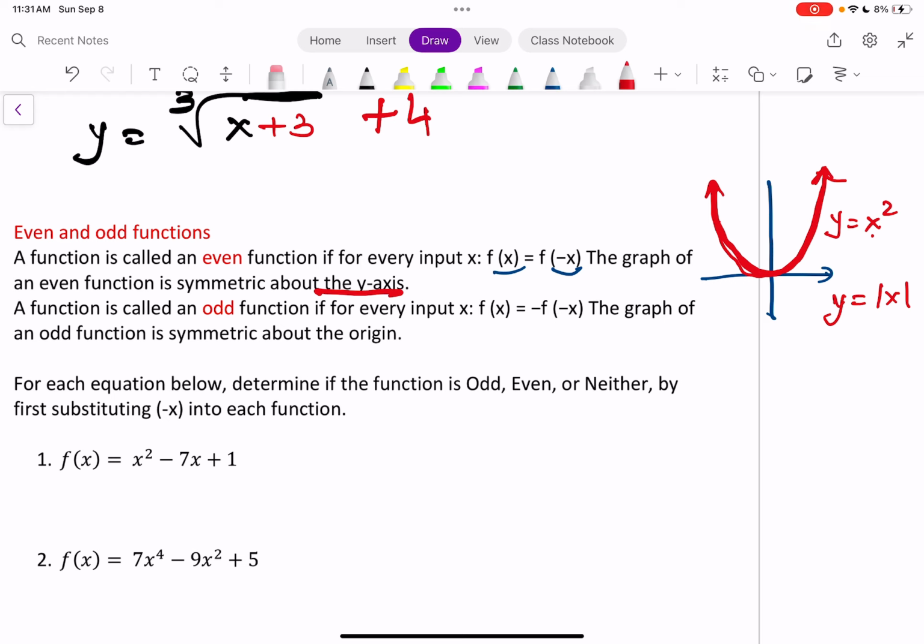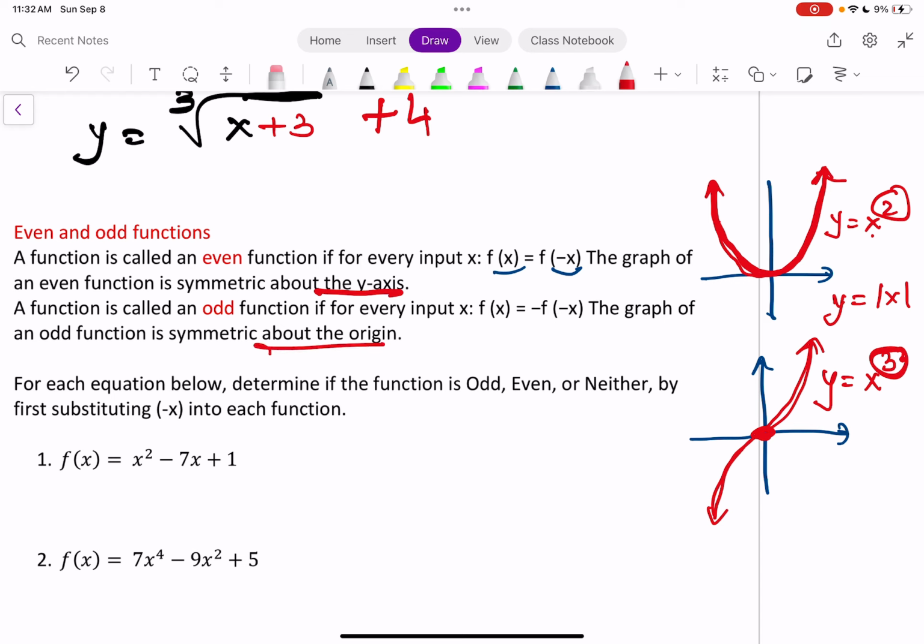Odd functions, it's the exact opposite. As you plug in a negative x for x, you get the opposite. So a good example of an odd function is the cubing function, the cube root function, and there you see why such functions are even versus odd. These are called even because the x squared, which 2 is an even number, looks like that. Odd functions like x cubed, which is an odd number, is an odd function. Their graphs are symmetrical about the origin.